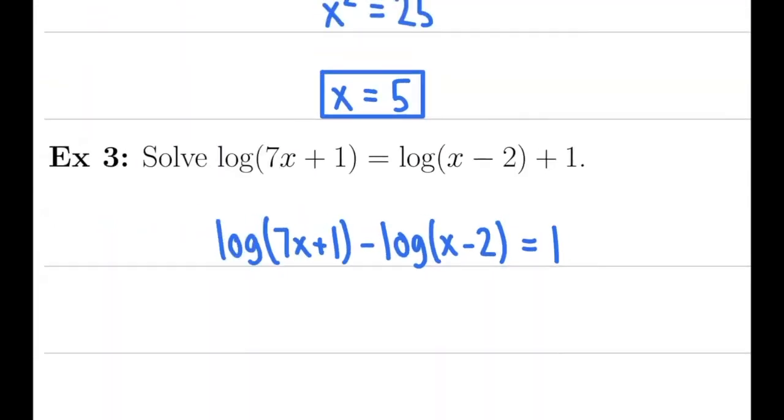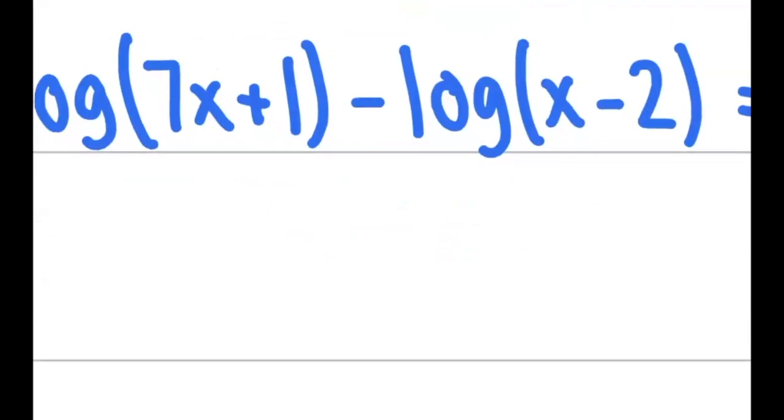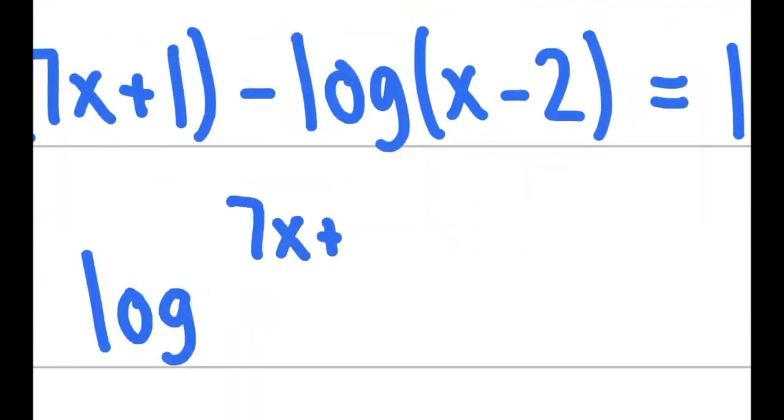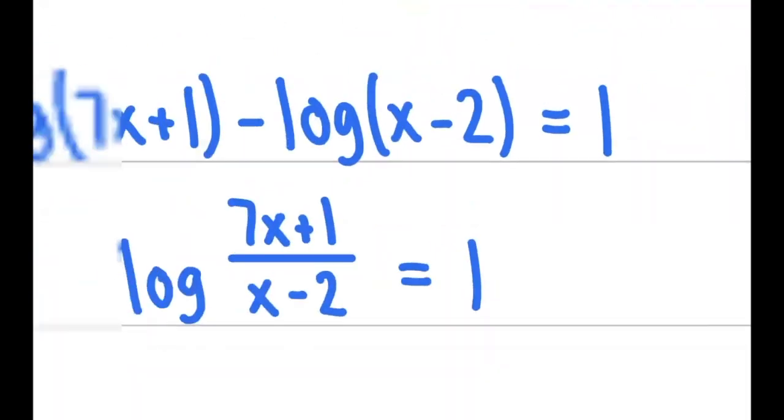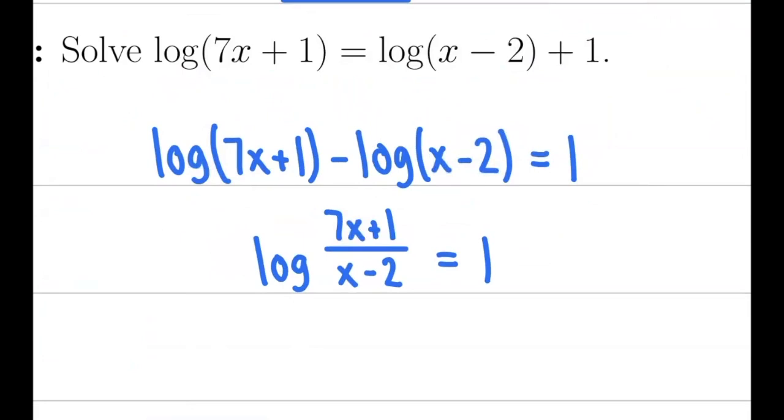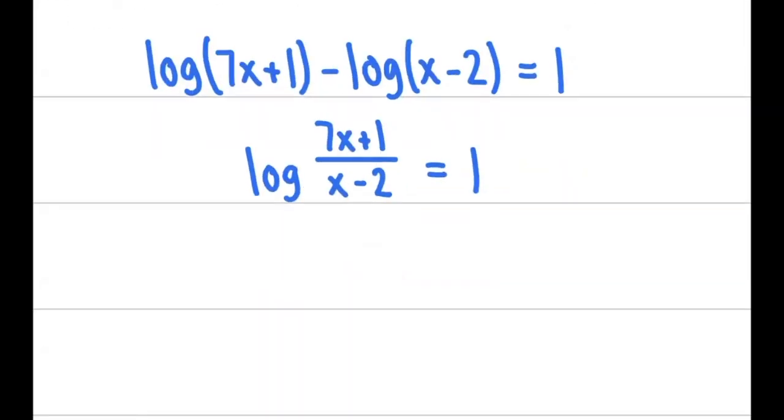Now that I have the logs all on one side, I can condense this logarithmic expression using the quotient property of logarithms because we're subtracting the logs. So I can write this as log of (7x plus 1) over (x minus 2), and this equals 1. So we have a single logarithm. I'm trying to solve for x. I want x by itself, so I need to get rid of this log. So what do I need to do? What's the fancy word? Exponentiate. Yes, we need to exponentiate both sides of the equation using base 10.